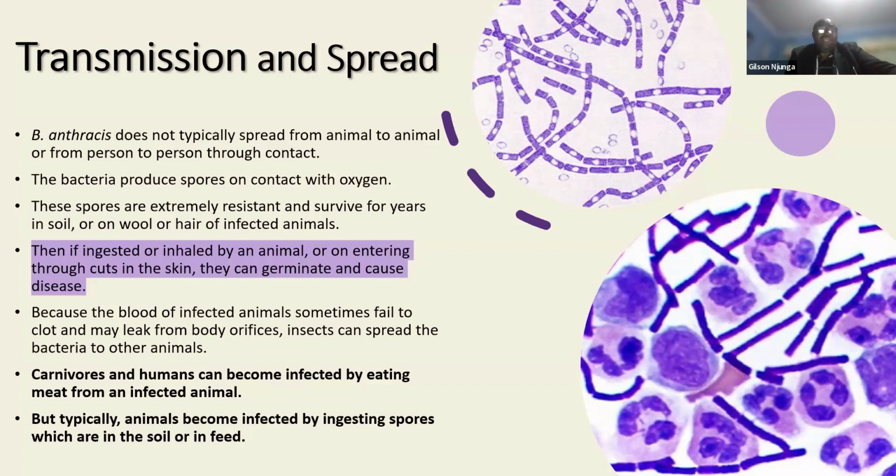Carnivores and humans can become infected mainly through ingestion because of their eating behavior. But again, animals become infected by ingesting spores, which are in the soil or any contaminated material, including feed.